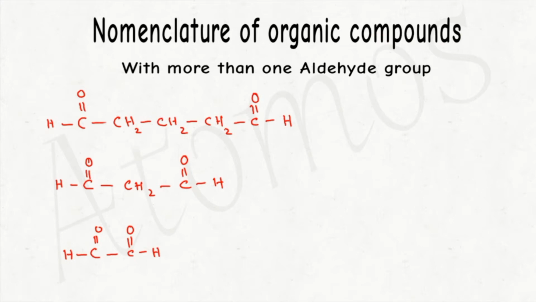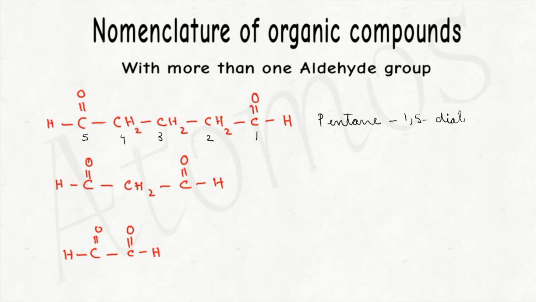Now, how to name this compound? Here one aldehyde group is present and here another one is present. So, including both these functional groups, we will have to find out the longest carbon chain. If 5 carbon atoms are present, what will be the name of the compound? It is pentane. And at the first and the fifth position, 2 aldehyde groups are present. So, what's the name of the compound? Pentane 1,5 dial. This will be the name of the compound.